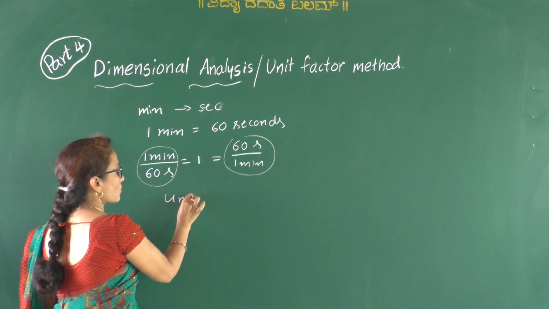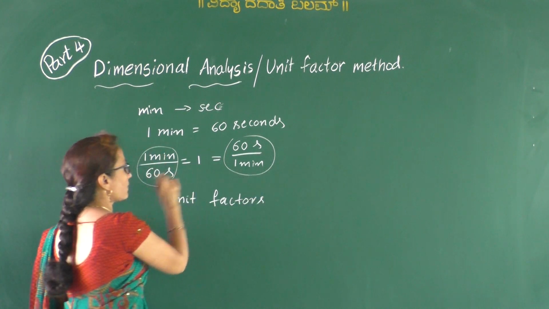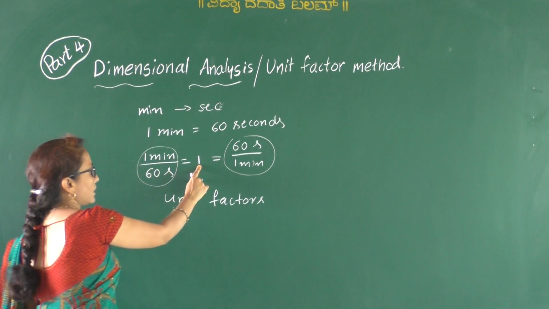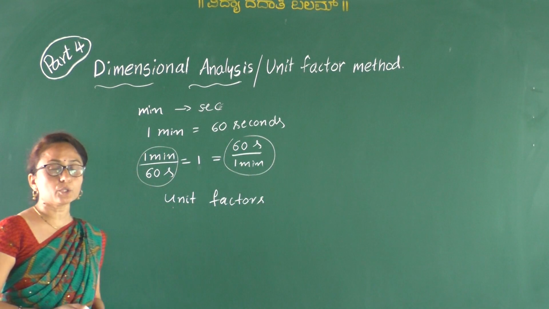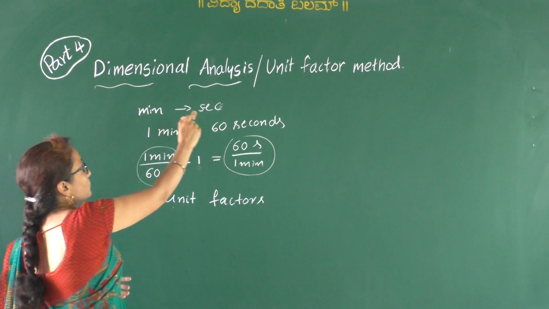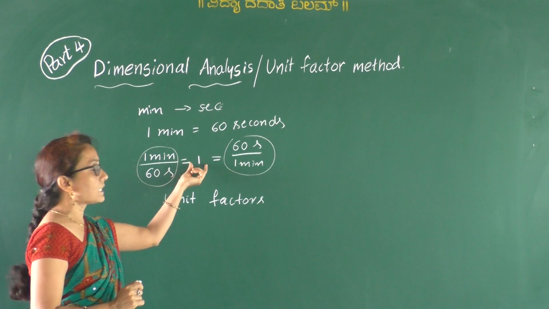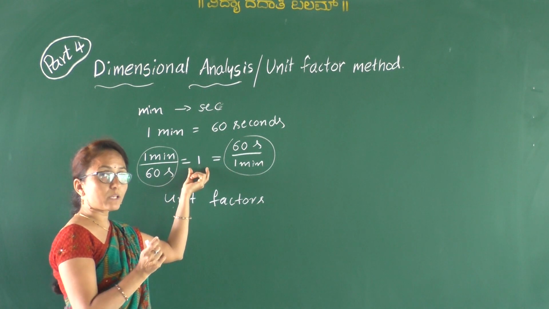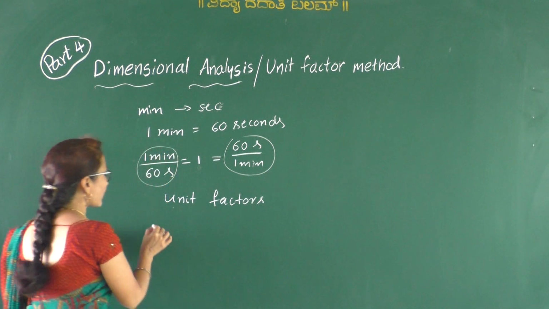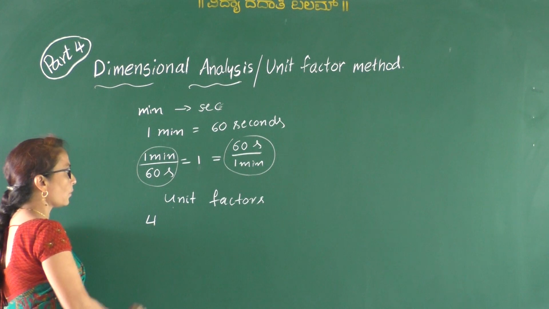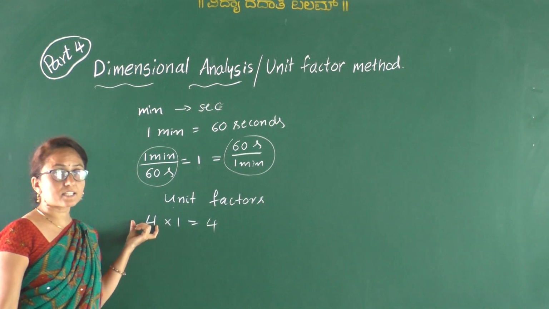These are called what? Unit factors. We know that unit means 1. Therefore the ratio of these two is equal to 1, and this ratio is called a unit factor. Therefore it is called the unit factor method. If any number is multiplied by 1, there is no change. It will not affect the value. For example, if you take the number 4 and multiply it by 1, the value is 4. It will not change its value.